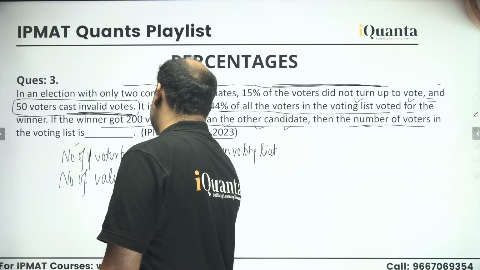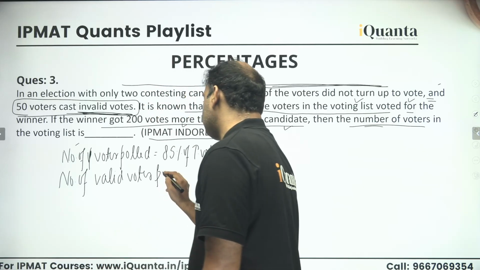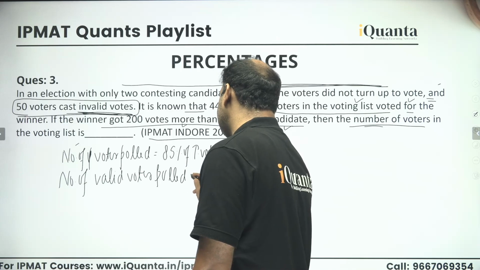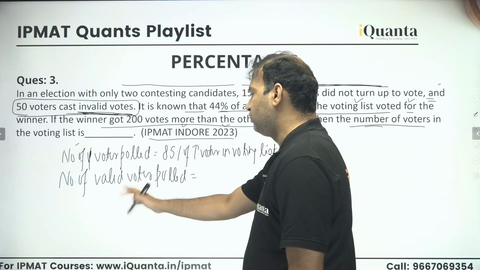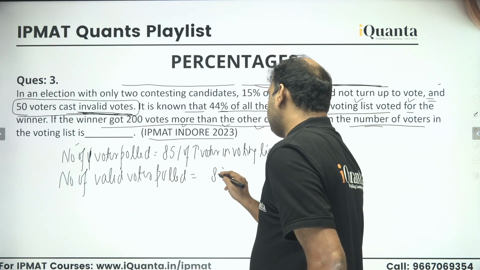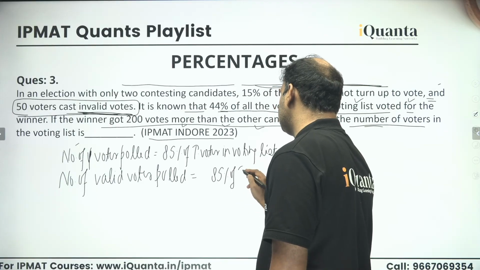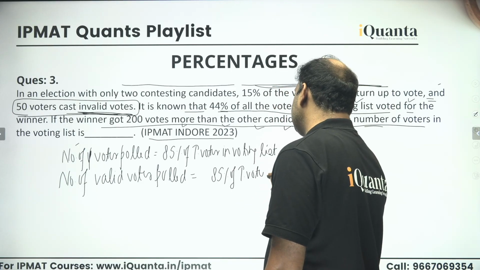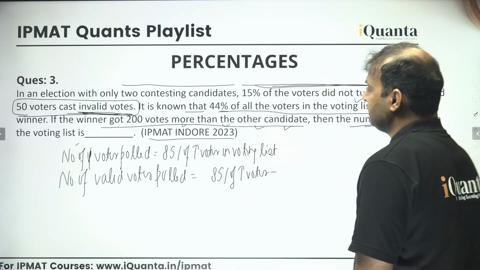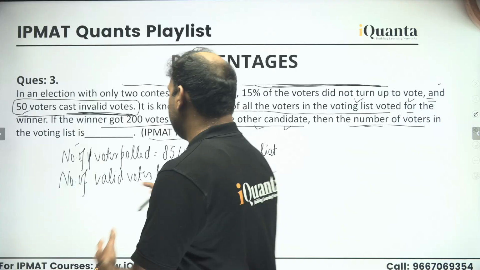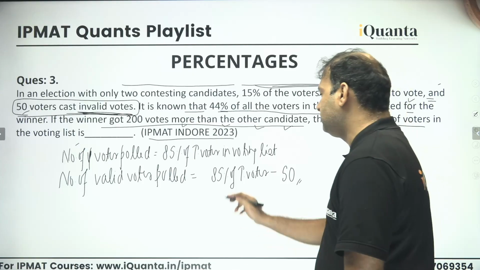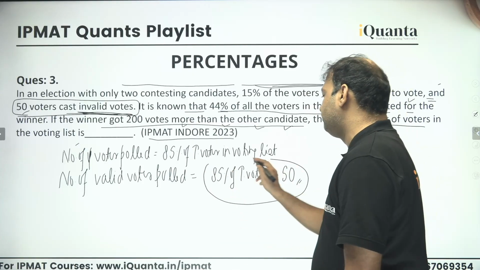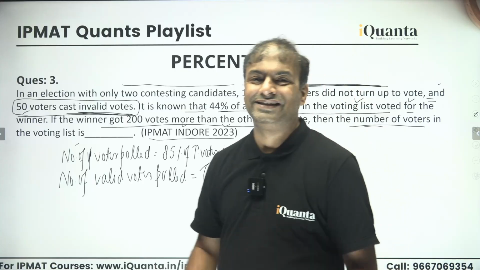So already we knew that only 85% of people are considered in the voting list. Now we'll say the number of valid votes polled will be 85% of the total votes in the voting list, minus 50, right guys? Minus 50. So these are the valid votes being polled. Among these votes only, the result will be considered.